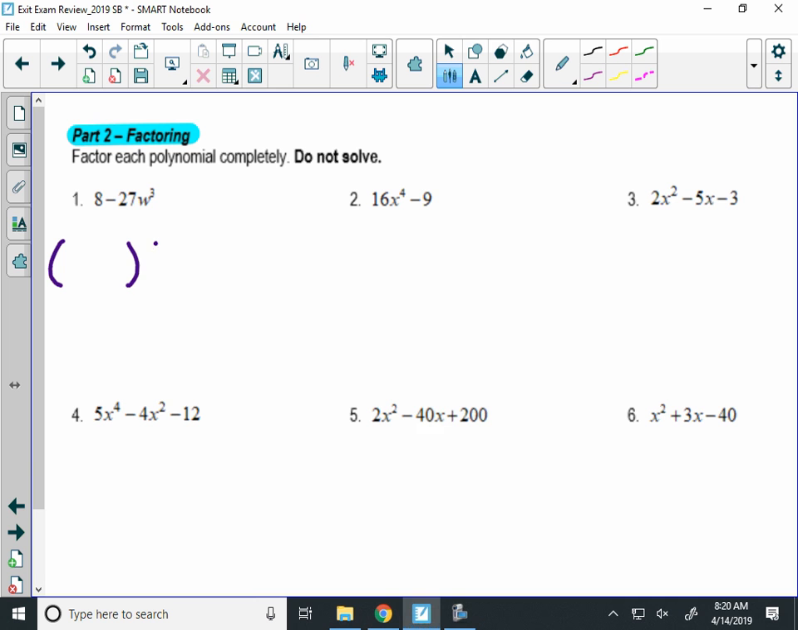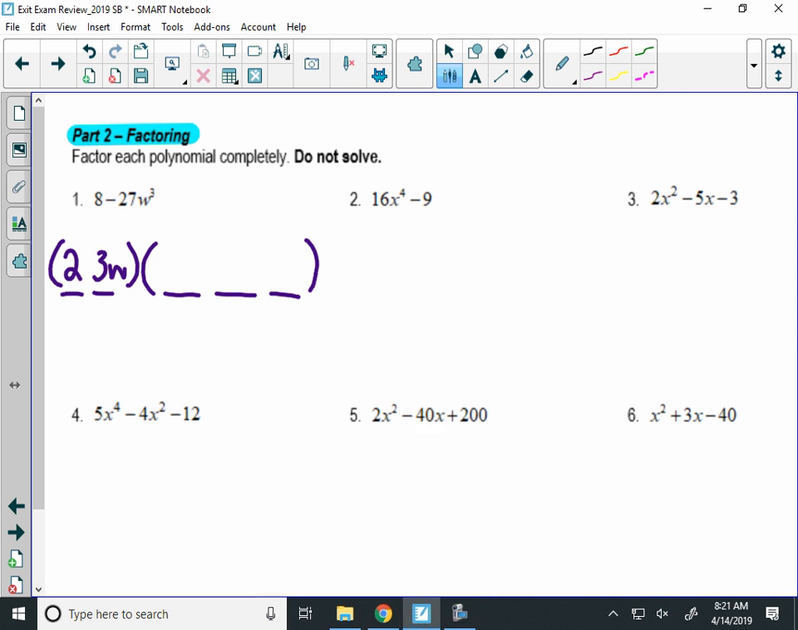So remember that you're going to have 2 sets of parentheses. The first set has 2 terms, the second set has 3 terms. In the binomial part of our factored form, you take the cubed root of 8, which is 2, and the cubed root of 27w cubed, which is 3w. I'm going to put the signs in later, the pluses and minuses.